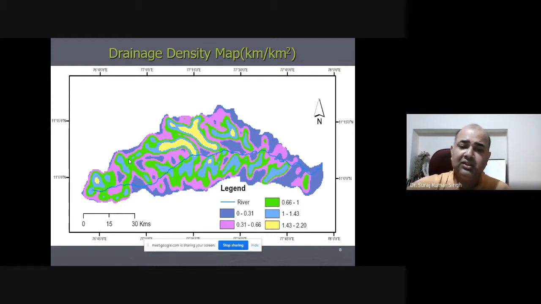All such things can be represented using remote sensing and GIS techniques, where different color combinations are assigned to different parcels of land, so that you can classify those parcels according to their runoff characteristics. By seeing the map, you can easily identify which area has a tremendous amount of runoff and in which area the runoff is low.